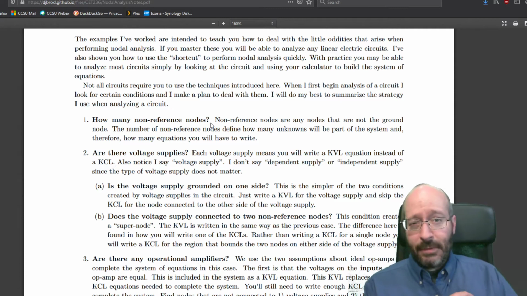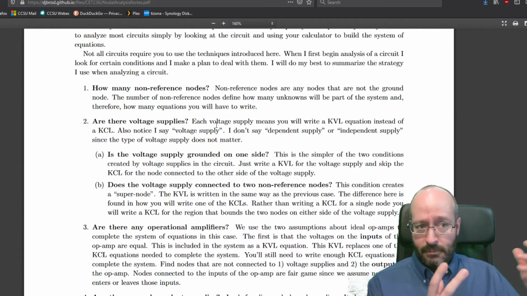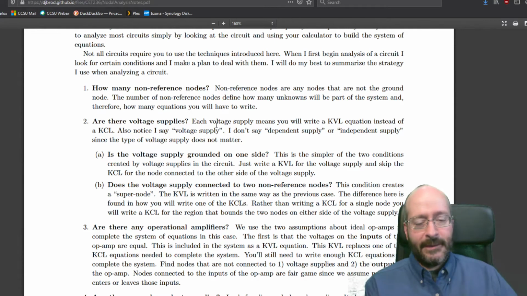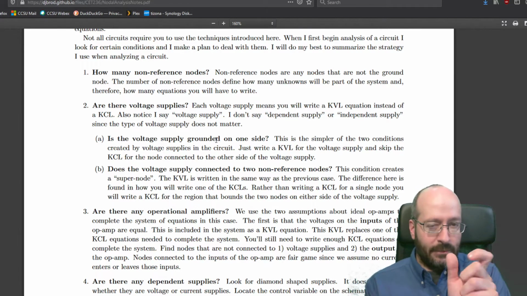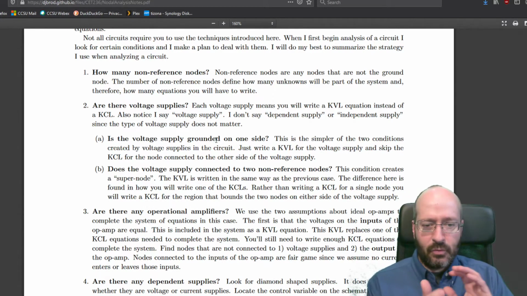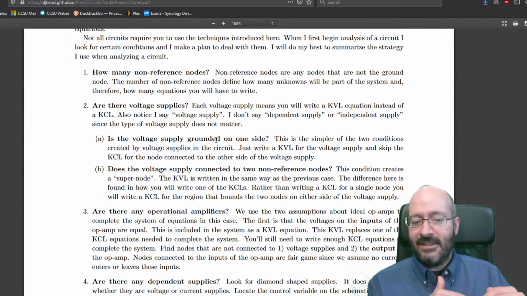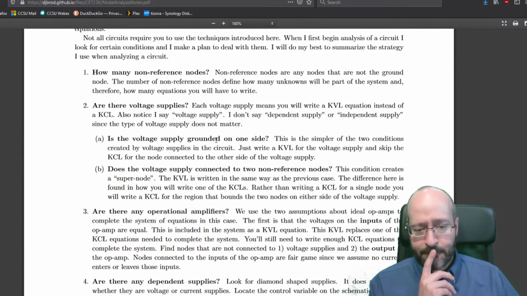Then I have to figure out the type of equations that I'm writing. So I'm going to look for two things. I'm going to look for a voltage supply, or multiple voltage supplies, and I'm going to write a KVL for each voltage supply. Now, some of them are grounded on one side, and that's the simpler of the two cases, and then some of them have two non-reference nodes on either side, and that's going to create a supernode. Okay, so that's going to change how I write the KCLs. It doesn't change the way I write the KVLs. That's always the same. But it is going to change the way I write the KCL, whether I write it for the supernode or if I just write it for the other nodes in the circuit.